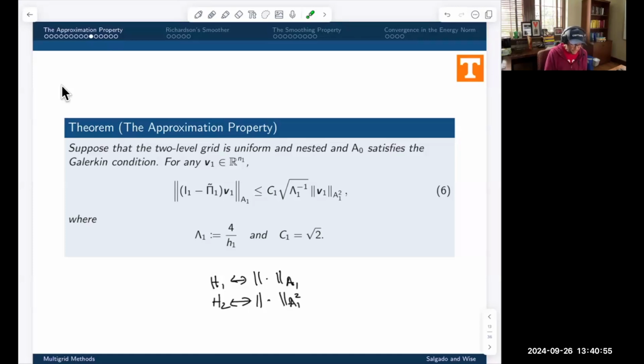So the estimate I'm trying to show is that when I measure the error in the energy norm, it's less than a constant C1 times that constant we just saw in the last identity, the square root of the spectral radius. Again, I'm going to call this the spectral radius even though it's not exactly equal to the spectral radius, times this heavier norm of V1. So we lose this guy, and we're just going to get the norm of V1, but it's going to be with a different weight, or a different scale. All right, so let's prove this.